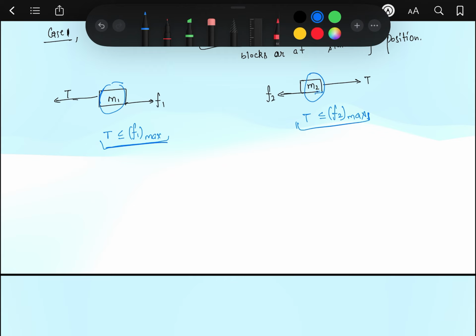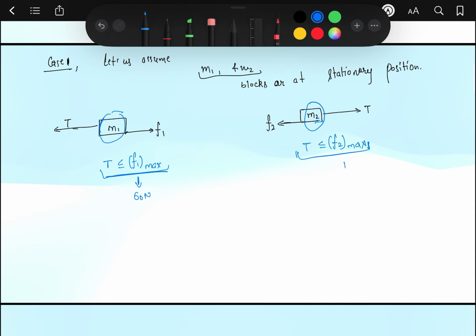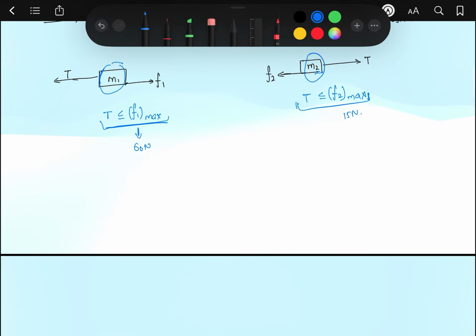Okay, so here in this situation F1 max की वैल्यू अपने को पता है, that is equal to what? F1 max was equal to 60 Newton. Okay, here we had calculated F1 max was equal to 60 Newton, and similarly F2 max was equal to 15 Newton. Okay, so here if I take an intermediate situation like any value of F, if I take this F2 is equal to, let us suppose, 13 Newton here.